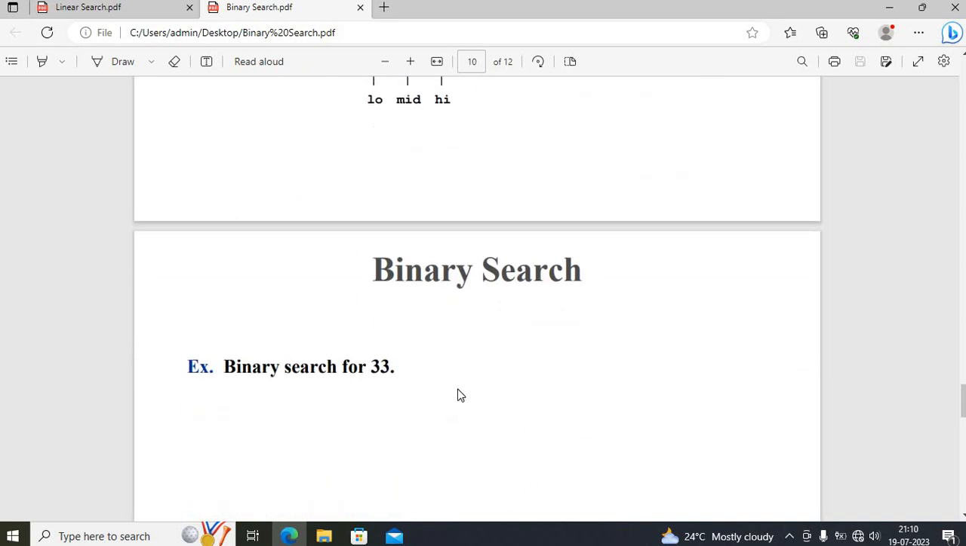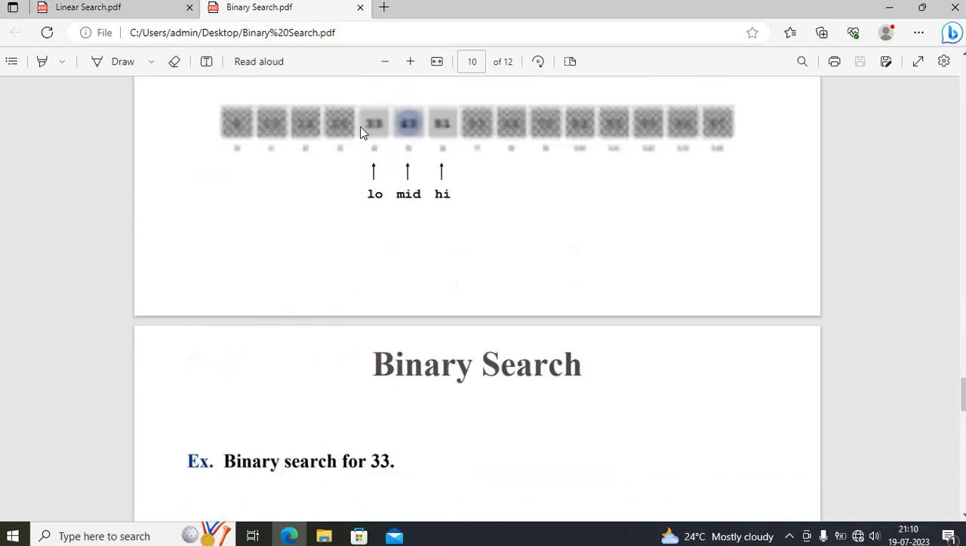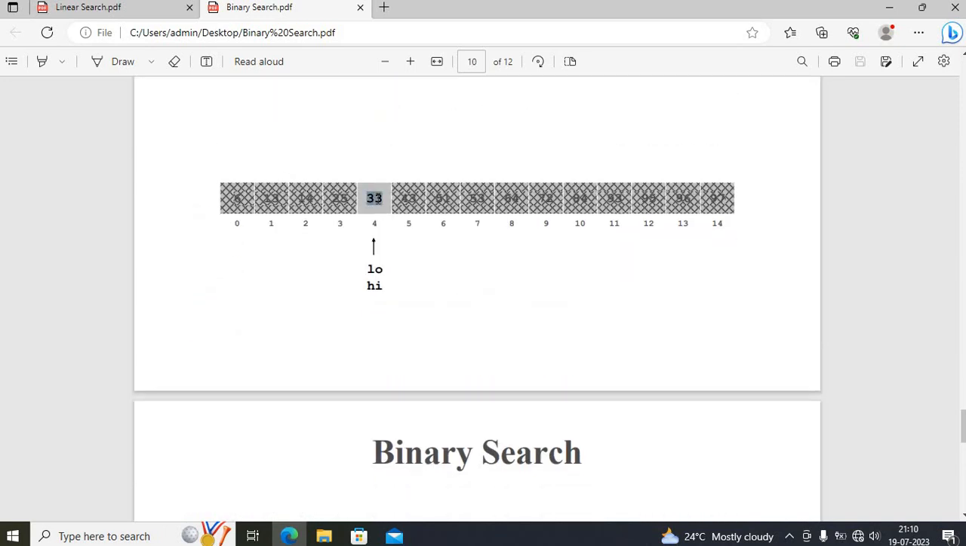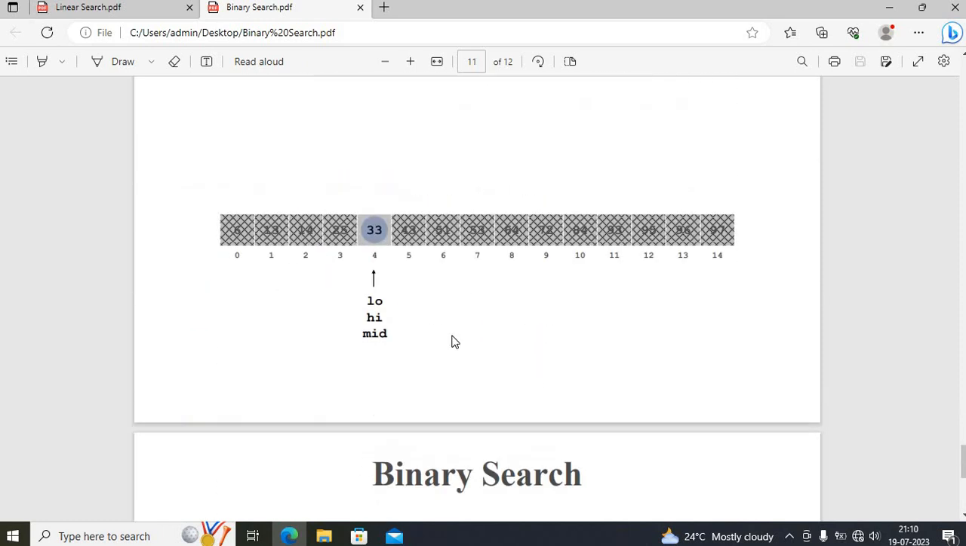So that is 33. The left portion contains only one element, so at last we have only one element, that is 33. So here low and high are the same because both are representing the same element. Here the low is 4 and high is also 4 because there is only one element. So 4 plus 4 divided by 2, 8 divided by 2, that is 4. So the mid position holds 33.